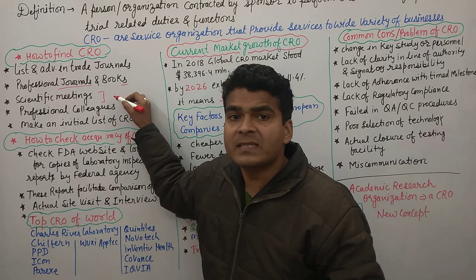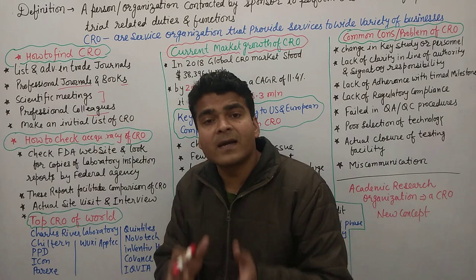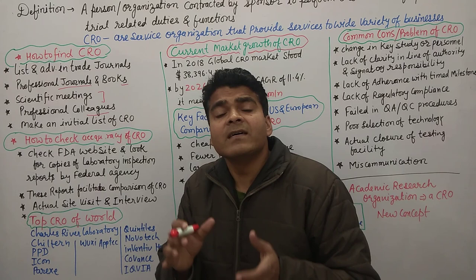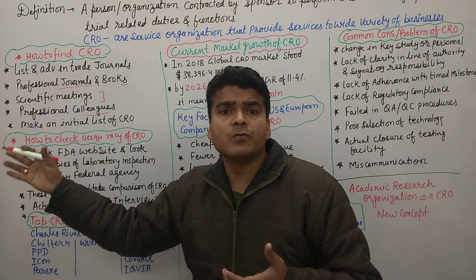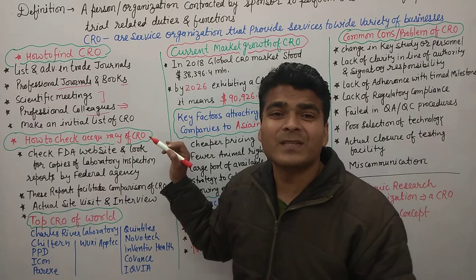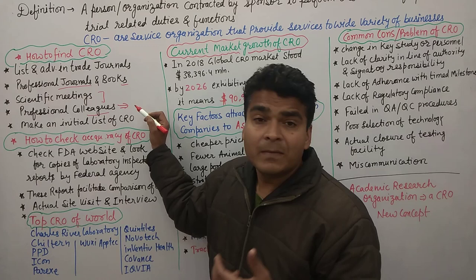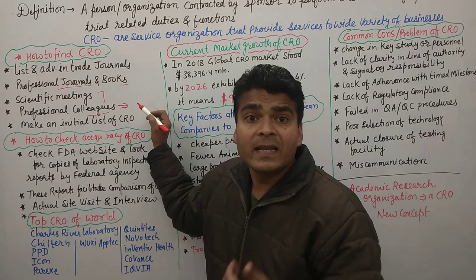Then professional colleagues. Sometimes in a company, there are higher authority persons who have a colleague or friends in a CRO, so they can talk to those CROs. But in this case we must understand the positive and negative biases. Maybe the person may give a positive bias or a negative bias regarding the CRO. So this is another important point.